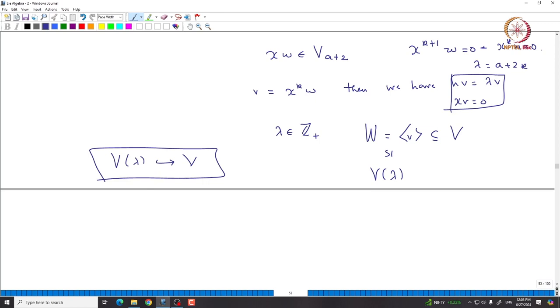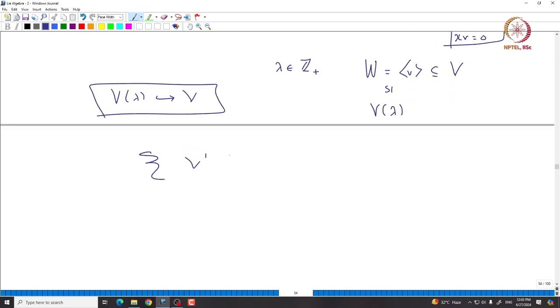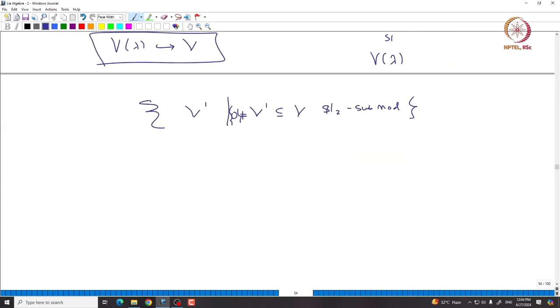Actually, one can prove this in multiple ways. For example, we can look at all possible SL2 submodules inside capital V. So basically consider the set of V dash, where V dash is an SL2 submodule. Now, we can put inclusion as a partial order on this. Now, look at the dimension of all these spaces. Let us assume the V dash are all non-zero; the zero space we do not need to worry about. So you consider all possible non-zero SL2 submodules, take the dimension of all of them, and then there will be a minimal dimension achieved. So there exists a V dash in this collection such that the dimension of V dash is minimum.